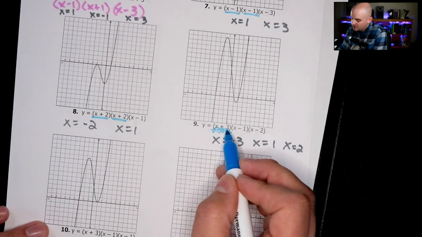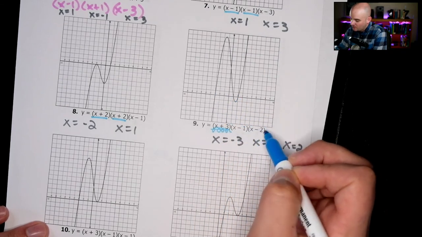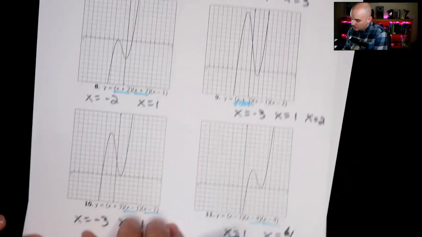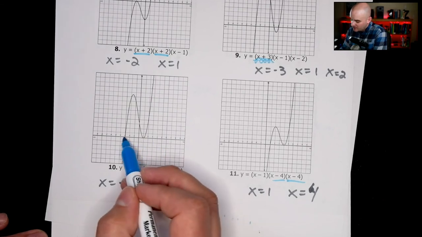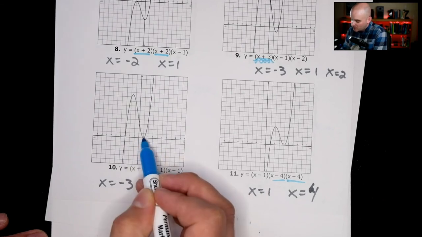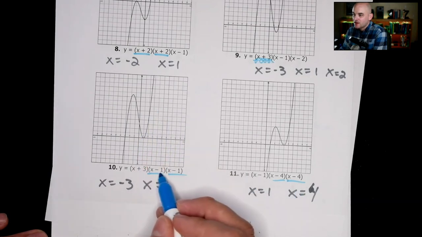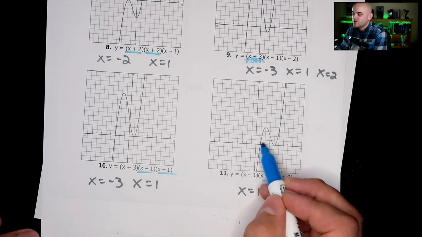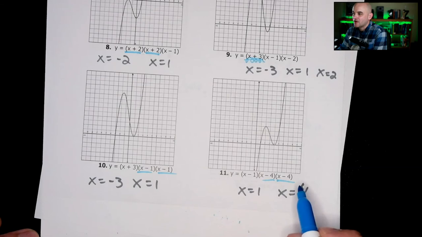x plus 3 doesn't repeat. It goes through at negative 3. It goes through at 1. It goes through at 2. None of these repeat, and it goes through. x equals negative 3 goes through. x equals 1, it bounces there. See how it comes down to the x-axis and bounces up. There's a repeat here. And then over here when x equals 1, it goes through. The factor's only listed once. Here it's listed twice, and it bounces.